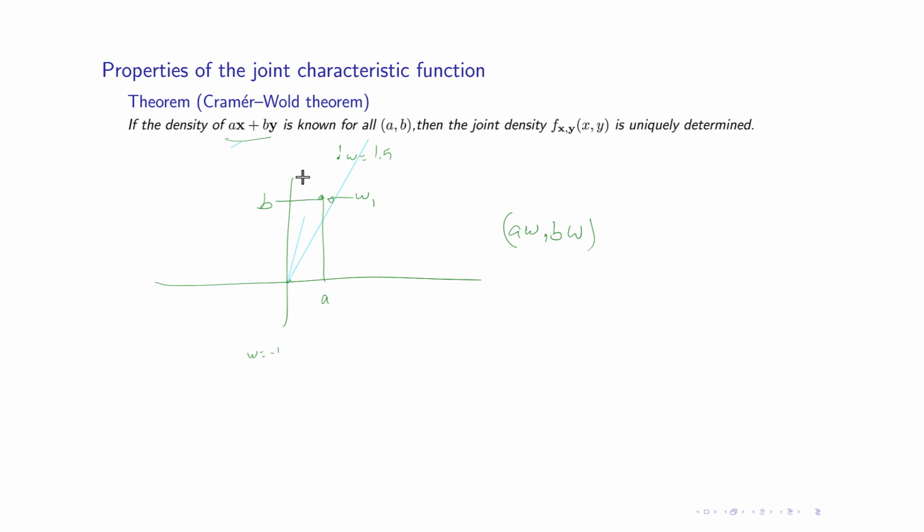So this is the Cramér-Wold theorem. It says that if you have the distribution of any linear combination of two random variables, you have the joint distribution.